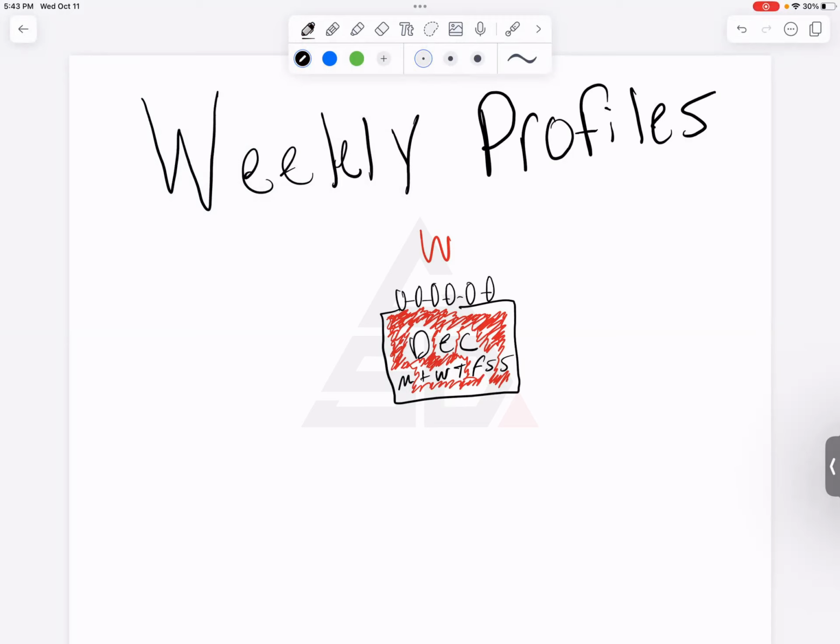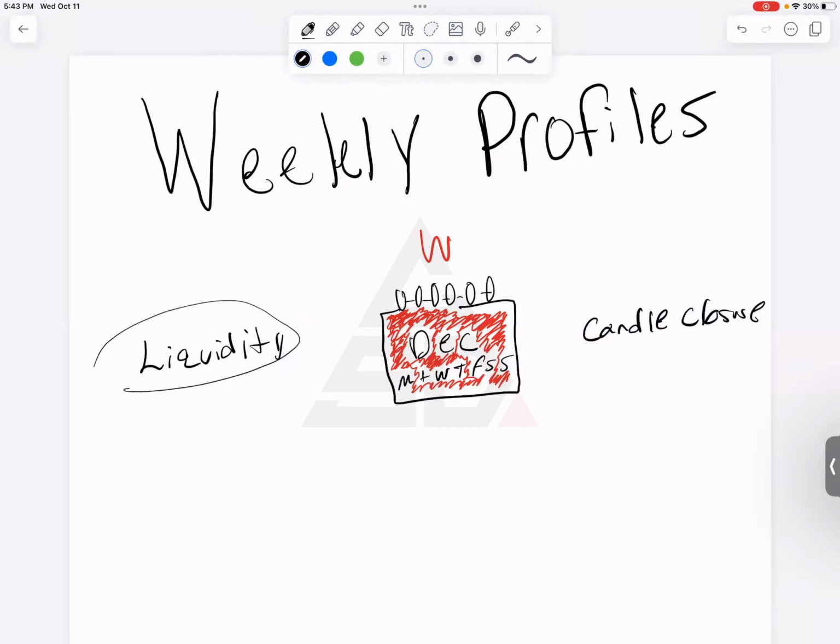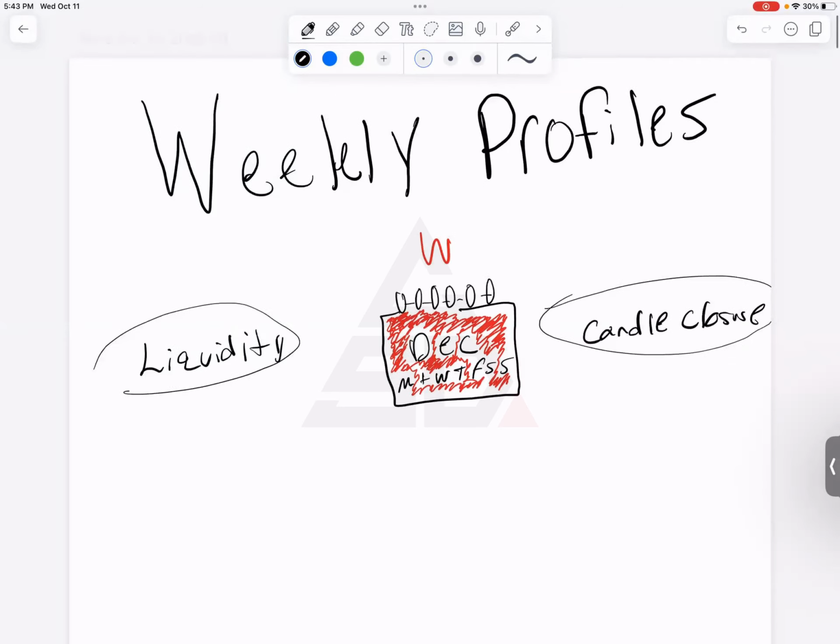The only thing I want you to get from this is to focus on two things: liquidity, and candle closure. These two things are the most important things to worry about when dealing with weekly profiles. Yes, you probably heard different from somebody else, and that's fine. This is the simplest way of explaining these profiles to you, and when you understand this, it'll give you an edge in the market that can benefit you in the long haul.